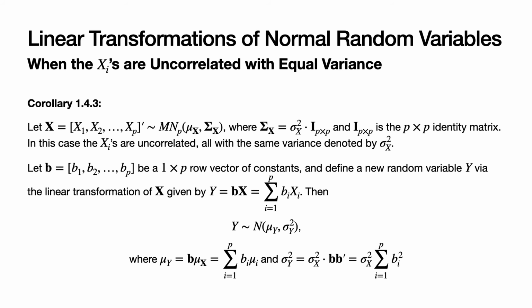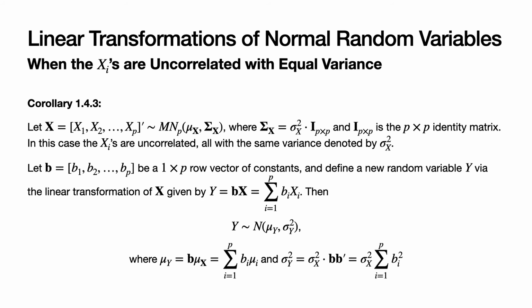Next, let lowercase bold b be a 1 by p row vector of constants, b1, b2, and so forth up to b sub p, and use these constants to define a new random variable y in terms of the x's via the linear transformation of x given by y equal to the inner product of b with x, and that is equal to the sum i going from 1 to p of b sub i times x sub i.